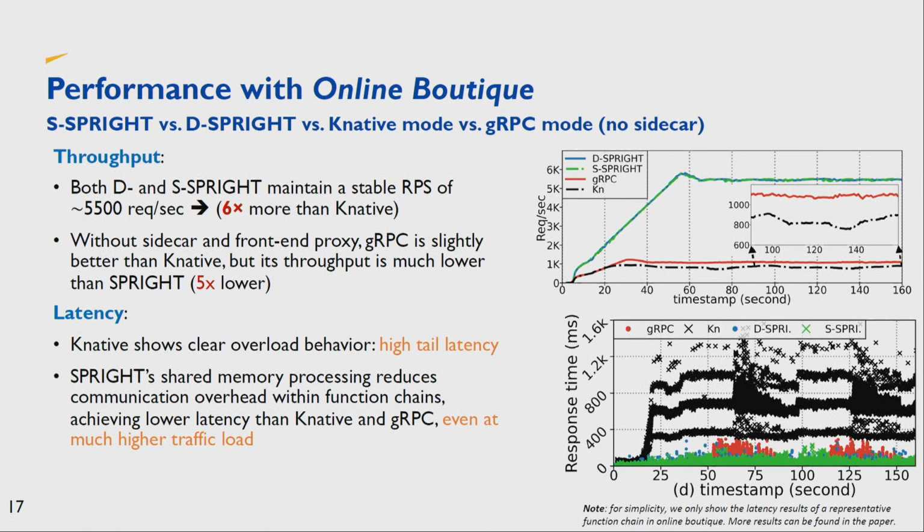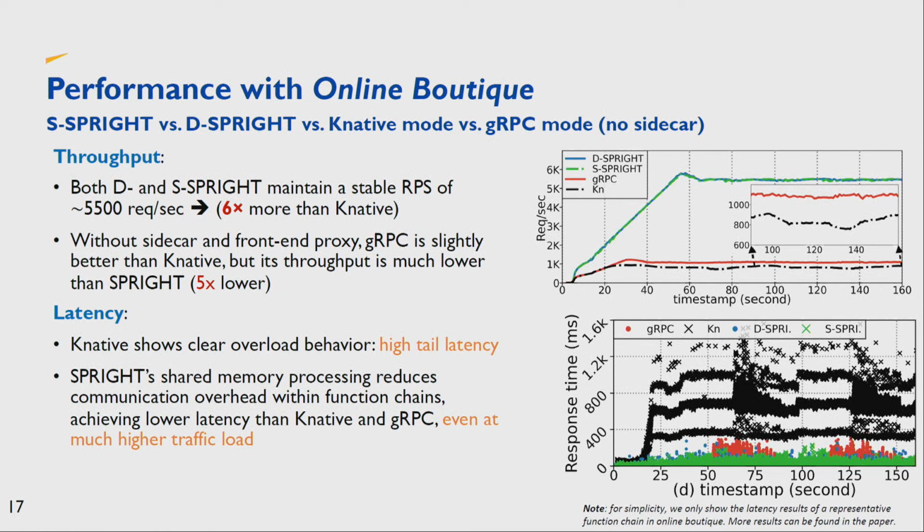So here's the evaluation with the Online Boutique workload. We compare our approach with a baseline Knative setup. We also compare with a serverful microservice-based approach using gRPC for inter-function communication with no sidecar. And to understand the benefit of our event-driven shared memory processing, we additionally compare with a DPDK variant of our design, which we call D-SPRIGHT, to differentiate from our event-driven design, which we call S-SPRIGHT. For these different alternatives, we configure the load levels to make sure they operate close to their maximum capacity.